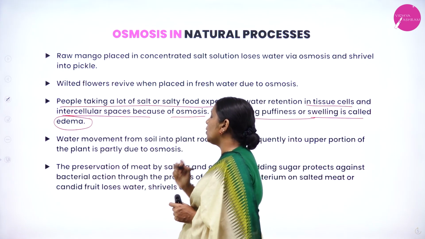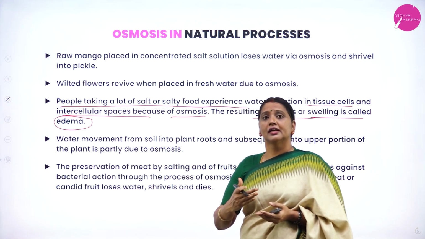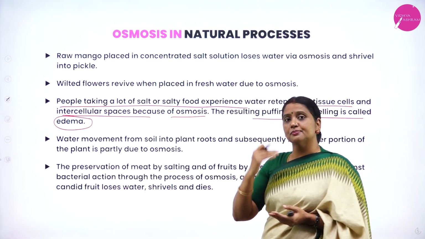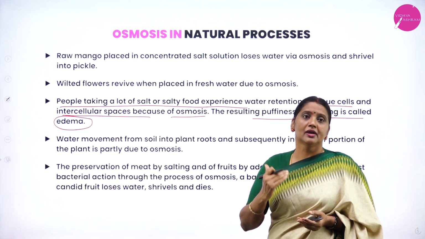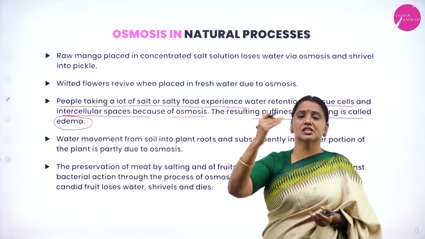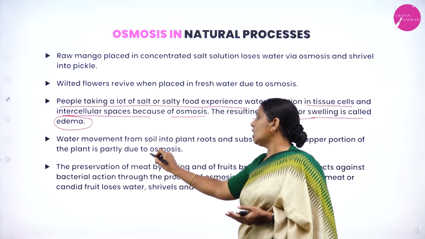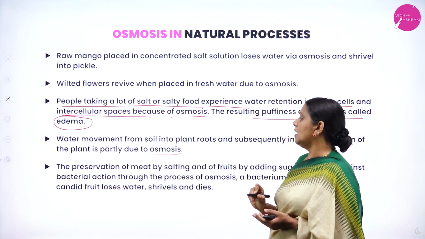So then, water moves from the soil into the roots and subsequently goes to the shoot system, because of osmosis.